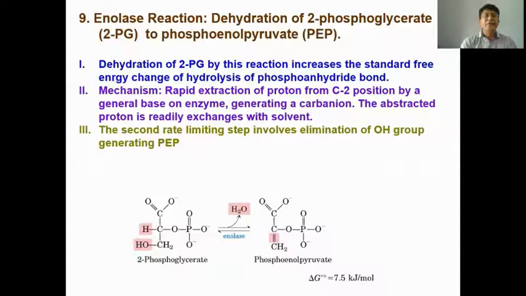Enolase reaction is the next step where dehydration of 2-phosphoglycerate to phosphoenol pyruvate occurs, and dehydration of the 2-phosphoglycerate by this reaction increases the standard free energy change of hydrolysis of phosphoanhydride bond. The mechanism through which it works is rapid extraction of proton from C2 position by a general base of an enzyme, generating a carbanion. The abstracted proton is then readily exchanged with the solvent. The second rate limiting step involves elimination of hydroxyl group, generating phosphoenol pyruvate. The free energy change for this reaction is 7.5 kilojoules per mole.